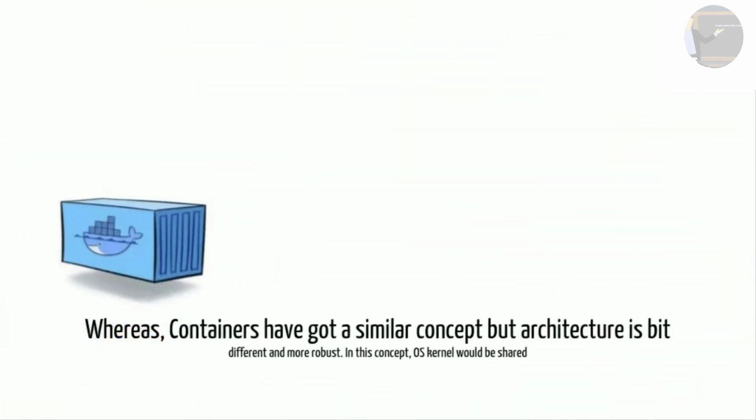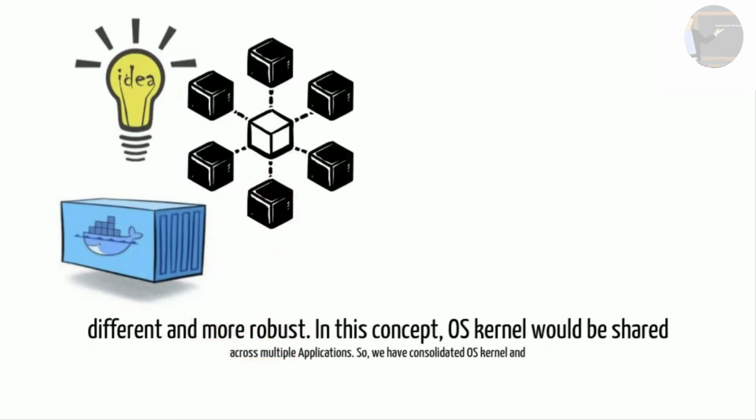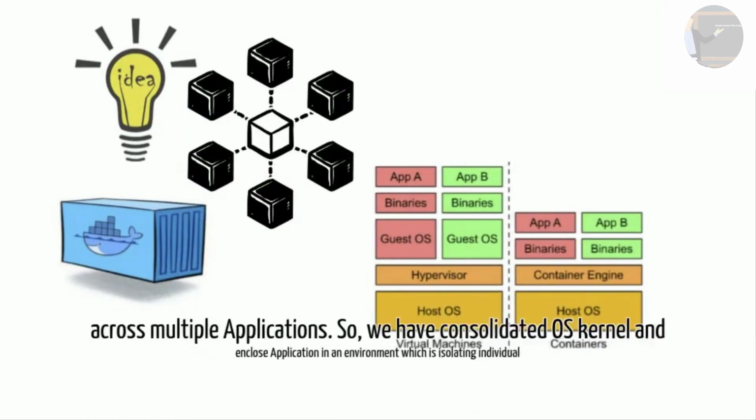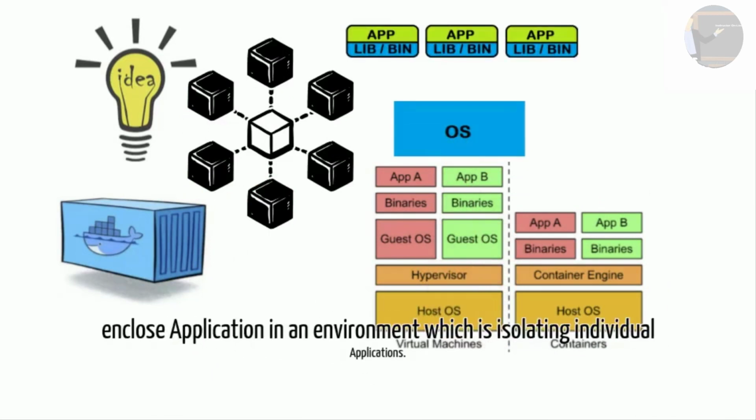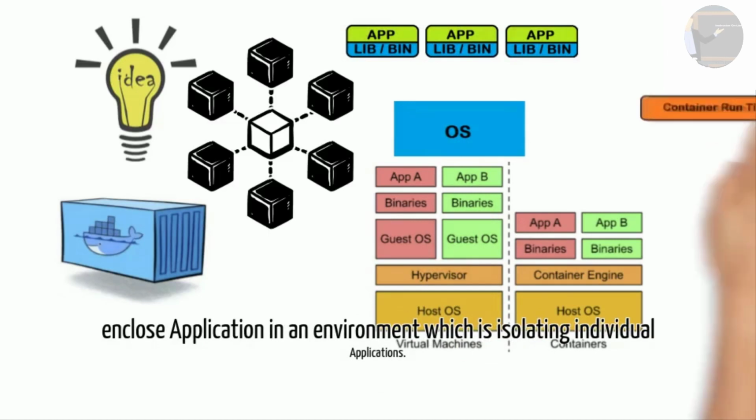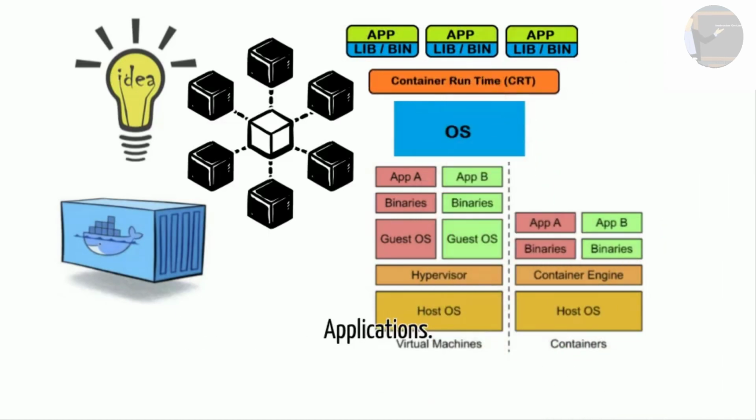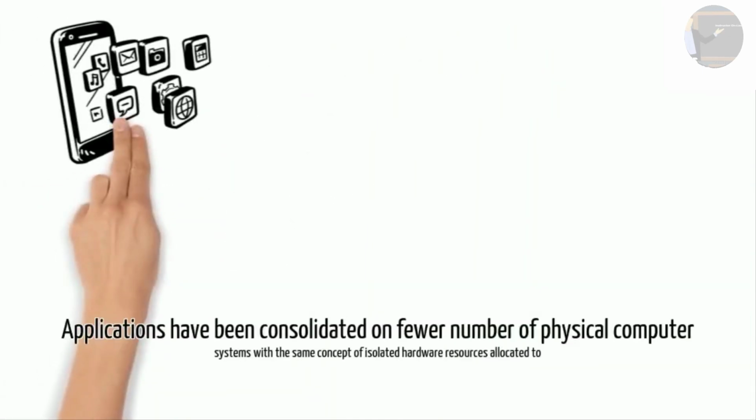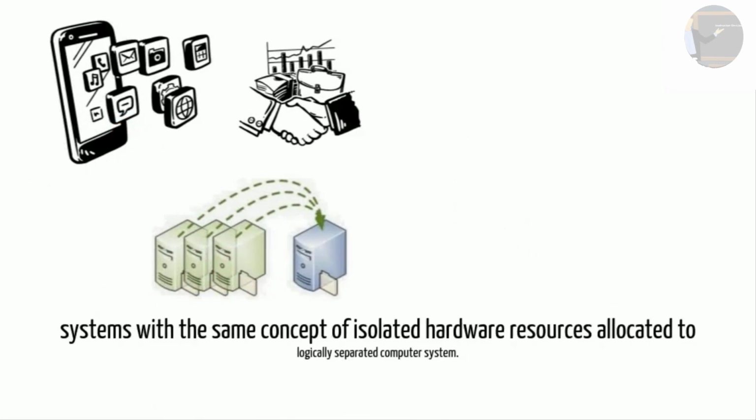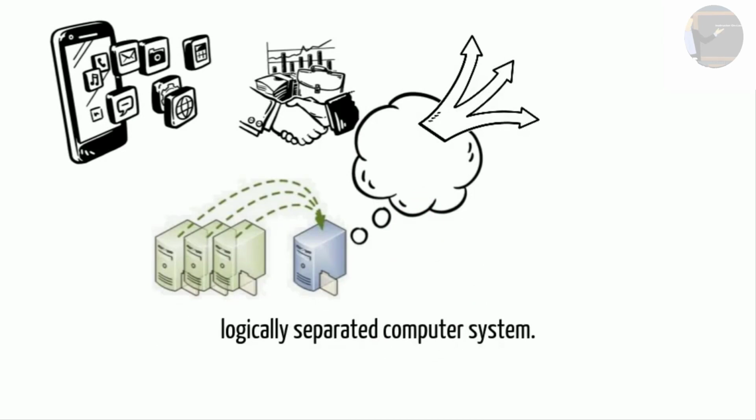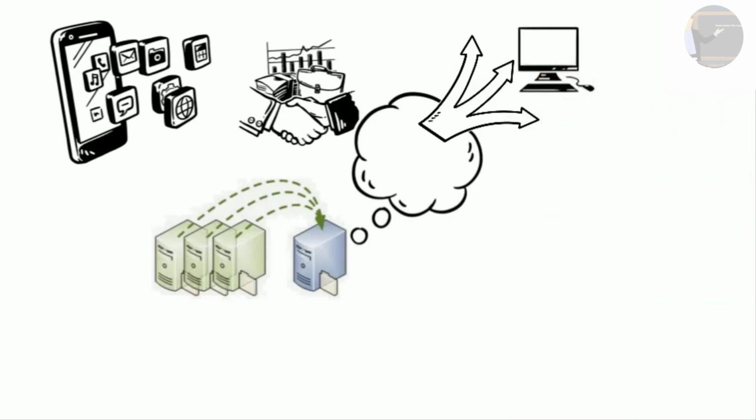Whereas containers have a similar concept, but the architecture is a bit different and more robust. In this concept, the OS is shared across multiple applications, so we have a consolidated OS kernel and enclosed applications in an environment which isolates individual applications. Applications have been consolidated on a fewer number of physical computer systems with the same concept of isolated hardware resources allocated to logically separated computer systems.